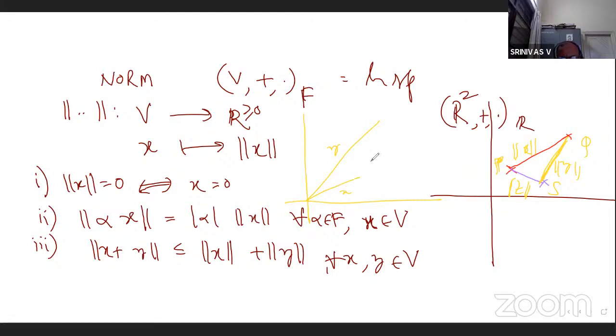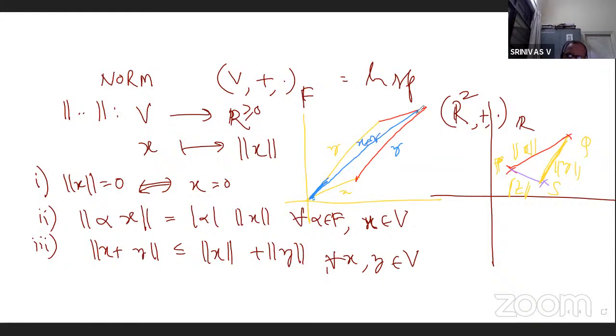How do you draw it? You draw a line parallel to this, and you draw a line parallel to this. This is parallel to this, and this is parallel to this, so this is a parallelogram. If you join this vertex with the origin, then what you get is a diagonal of this parallelogram. So this is x, this is y, this is x plus y.